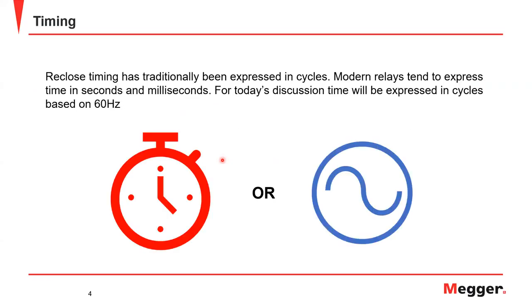Now, while we're discussing timing, traditionally, reclosing has been expressed in cycles, at least in North America. Most relays are transitioning now to seconds and milliseconds. I'm testing a Schweitzer 551 today, and it uses cycles. So just for consistency, most of my discussion will be based on cycles, and specifically it will be based on 60 Hertz.